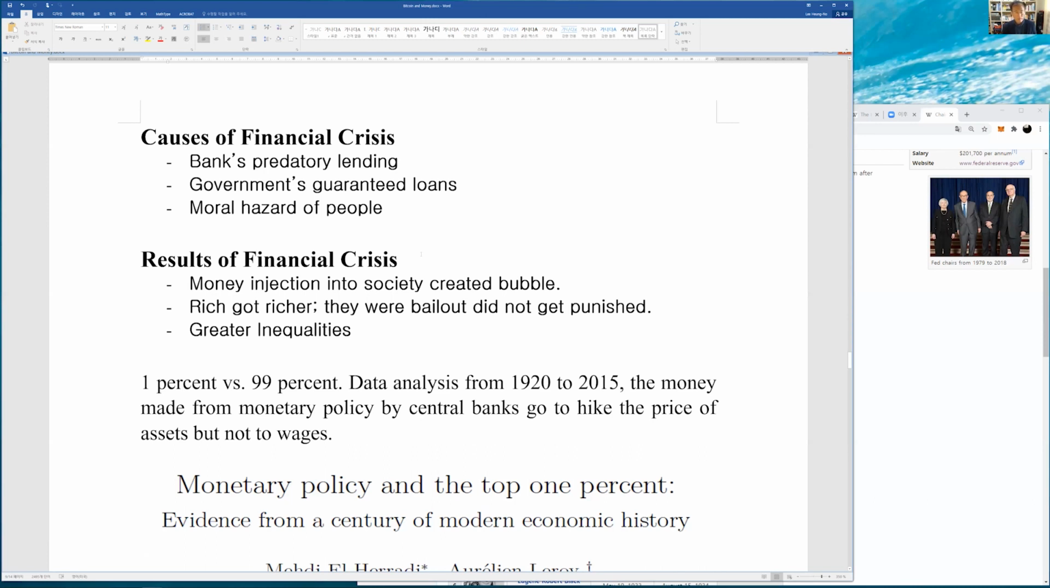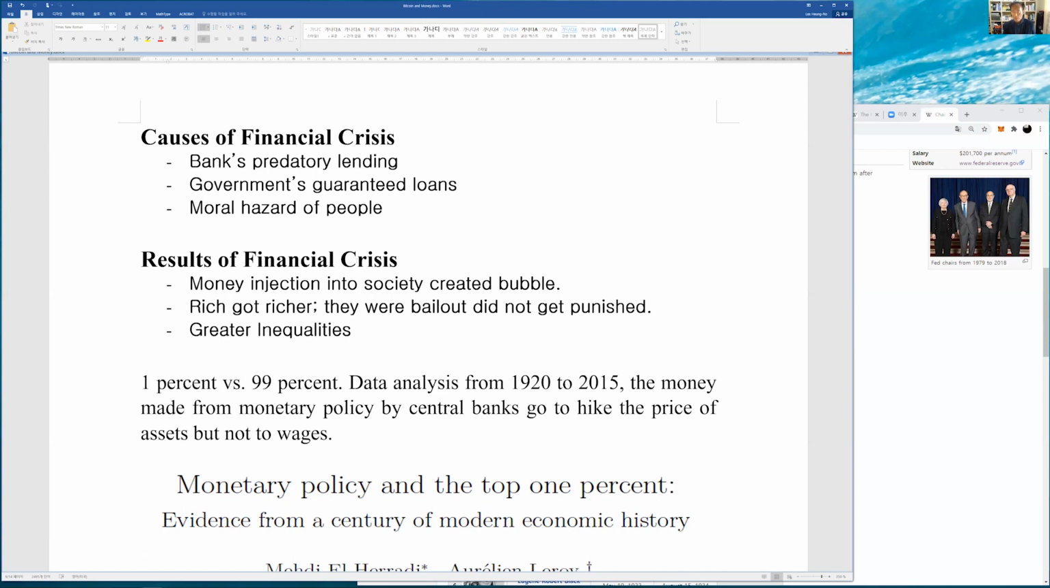And then what were the results of the financial crisis? The Fed injected a large amount of money into the society. It'll create another bubble. And during the process, the rich got richer. Banks and elite people in the bank make these financial products, making risky loans. But when they actually failed in doing so, they were bailed out by the Congress and by the Fed.